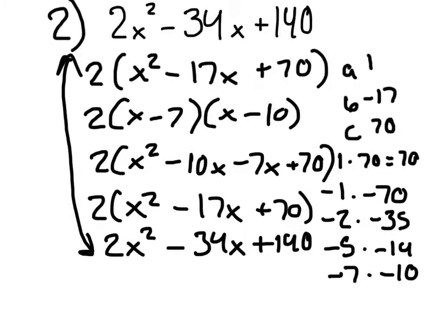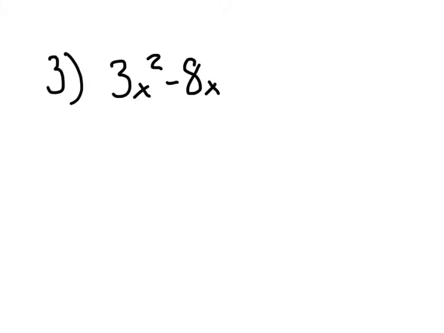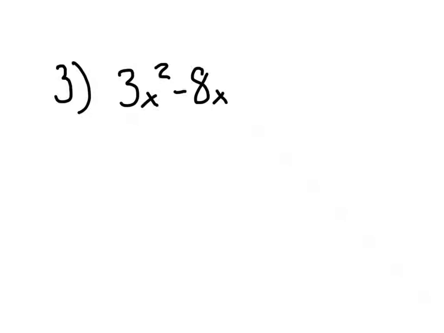So let's move on to the next one, and this next one is going to be very easy because there's not much you have to do in this. If you notice, there's only 2 numbers here. Since you can't take anything out of the 3 and the 8 that would be the same, but you can take an x out of both. So we have x, and in parentheses, 3x minus 8. And you're done here. This is your answer. You can't do anything more. You can't factor any farther. So this is your answer right here.